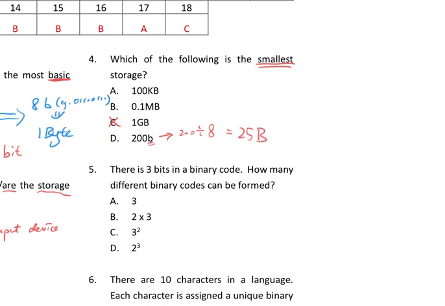And then for kilobyte, we need to multiply by 1024 to become bytes. So obviously it cannot be the smallest one. And then for megabyte, we may try to multiply by 1024 two times to become bytes. So I think we don't need to do the calculation. It could not be the smallest one. So the answer should be D.